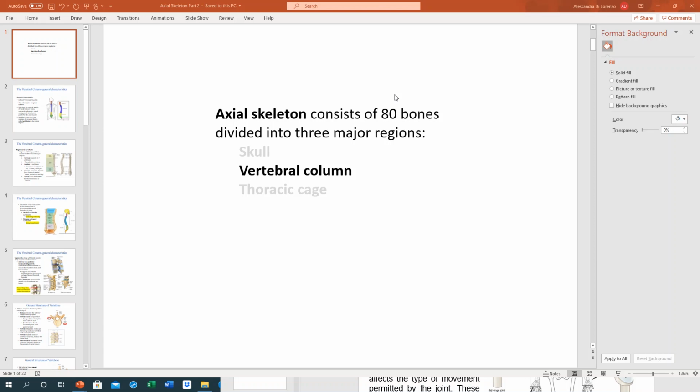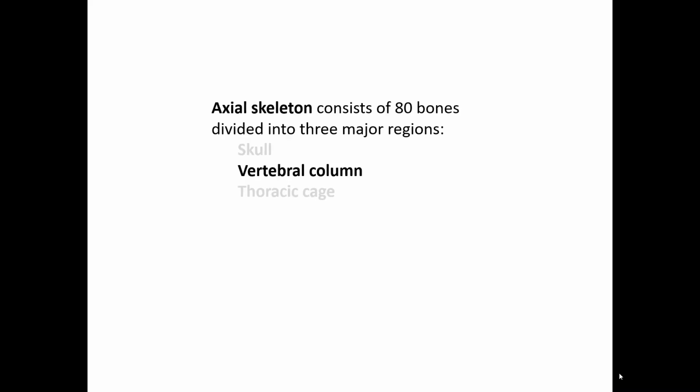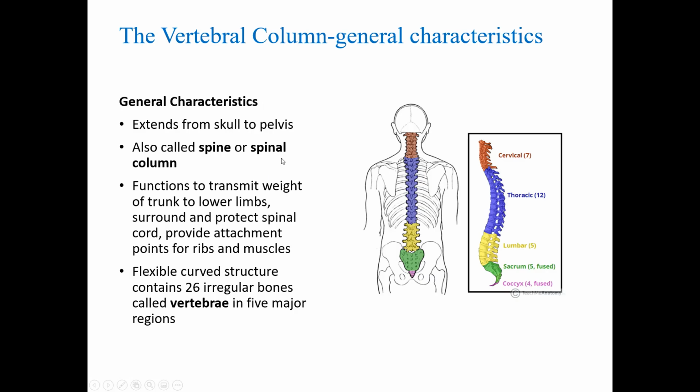Welcome to the second part of the axial skeleton presentation. We're going to talk about essentially the vertebral column first and then the thoracic cage. We definitely talked about the skull extensively already. We're going to talk about general characteristics of the vertebral column, and then we're going to go into some detail.